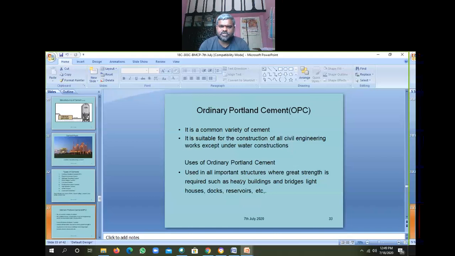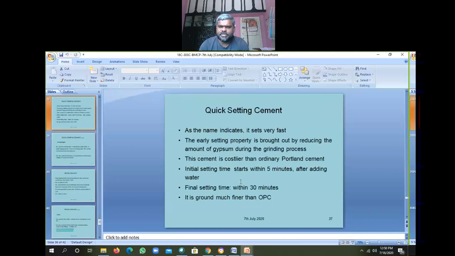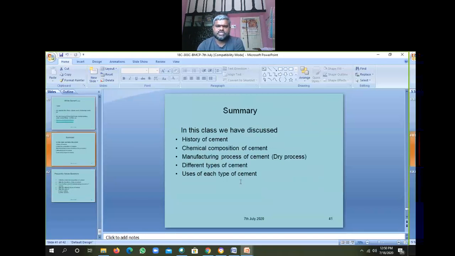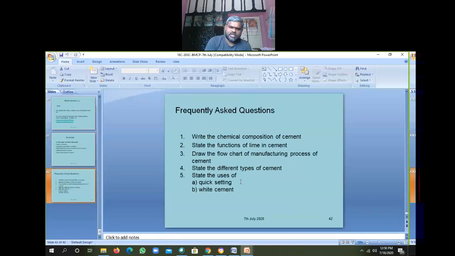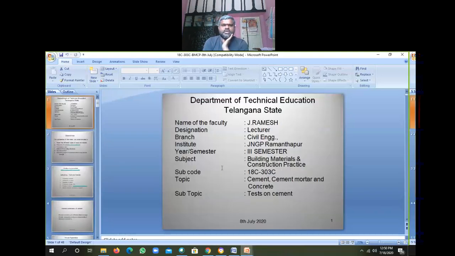Ordinary Portland cement is suitable for all works. Quick setting cement has a higher lime content, so setting will be very fast, and less gypsum is added in this cement. White cement also sets very fast, right? They are free from chlorine oxides and manganese also. So the uses of these we have seen, and also in continuation, the different types of cements.